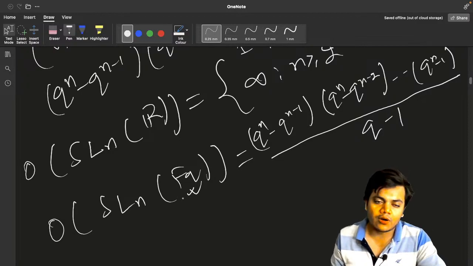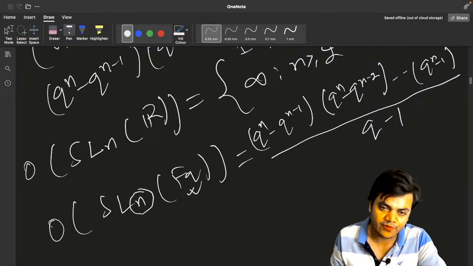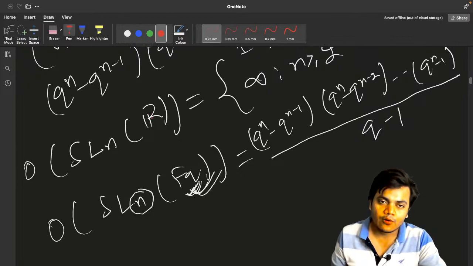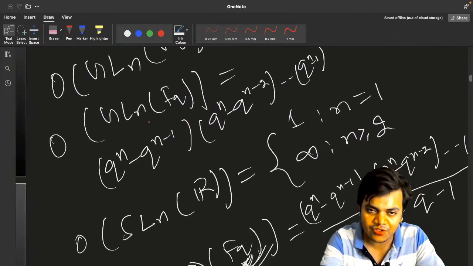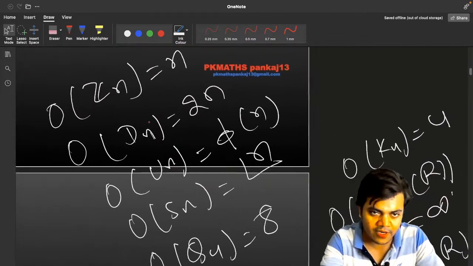So this is the order of a special linear group whose matrices are n by n, and whose entries are from this finite field F_q. So this is how we count the number of elements in any particular group. Okay, and I have just written the order of some well-known groups over here.